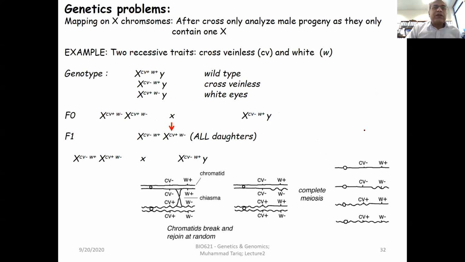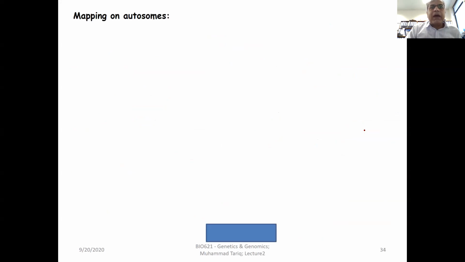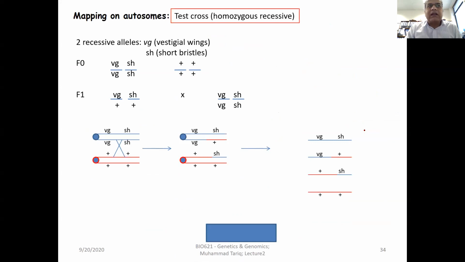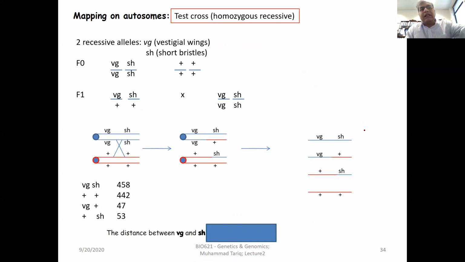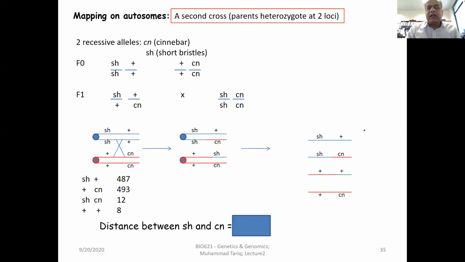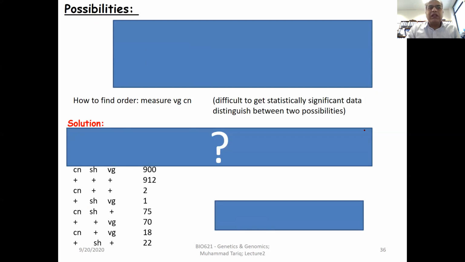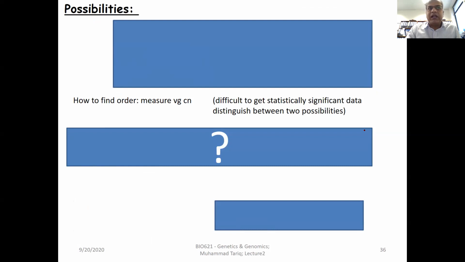Oh, its time is over. So these are the crosses. You should go back home, I'll upload them, and you should solve them yourself. Vestigial short. This is also part of the assignment. You can see there are rectangles. These are numbers there. Vestigial short, and then you have cinnabar. So you have to give us the physical distance between them using these numbers: vestigial, short, and cinnabar. This is a 3-point test cross.